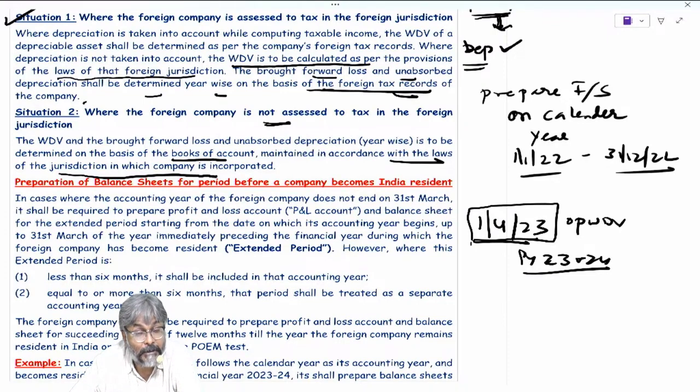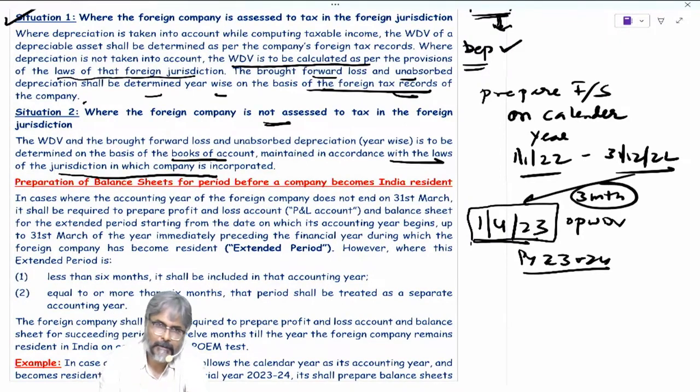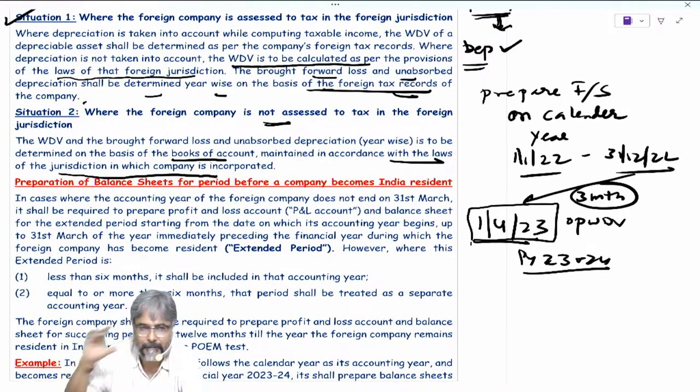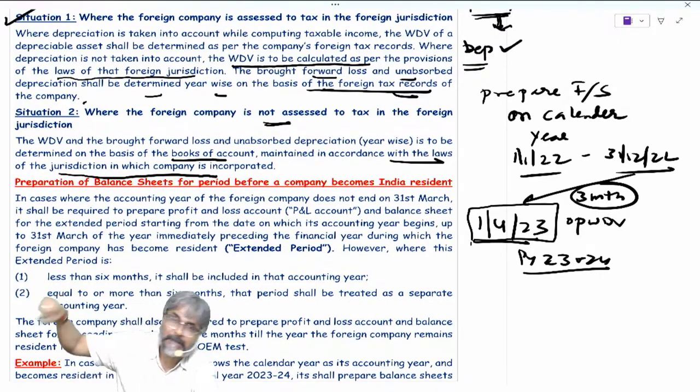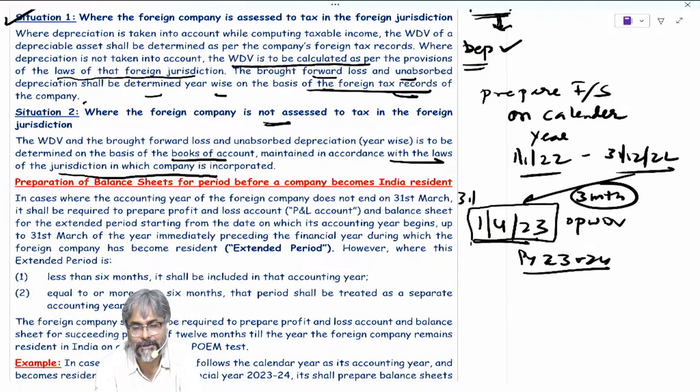And I want the values, opening WDV, brought forward loss, unabsorbed depreciation for what period? 1st April 2023. Can you tell me what is the difference? 3 months is the difference. Okay, so the notification says this. What does the notification say? If the difference is not for more than 6 months, then the last financial statement you extend it up to 31st of March.